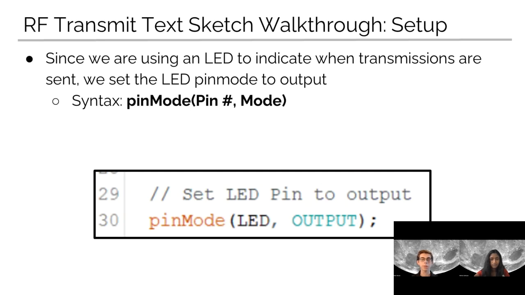And finally, we want to set our pin mode to output. So we are passing 2 arguments to pin mode, which are the pin number and the mode, and in this case, our LED and output.